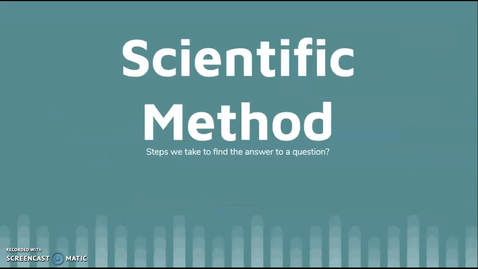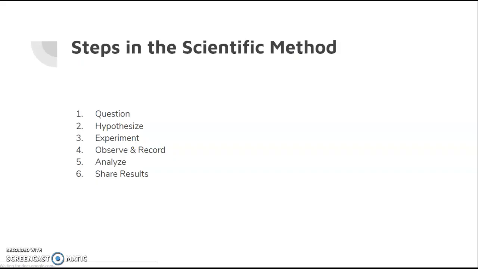All right, so we're going to talk about the scientific method, and the steps that we need to take to answer the question we have: what is the best way to get germs off of our hands? We have 6 steps in the scientific method. The first is to ask a question. The second is to make a hypothesis. Third is to do an experiment. Fourth is to observe and record what you're looking at from your experiment. Fifth is to make an analysis. And sixth is to share your results. So today we're going to talk about the first 3 and kind of the fourth steps in the scientific method.